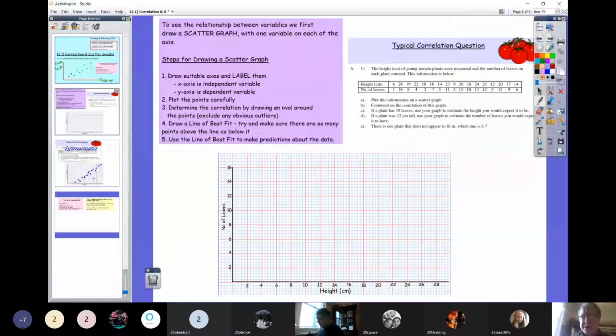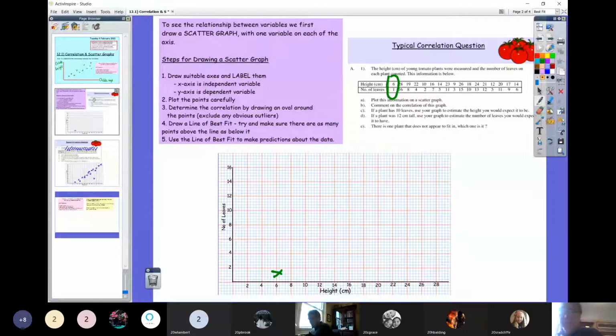Let me just start plotting these. The first tomato plant had a height of 6 and 1 leaf. So I've gone to a height of 6 and I've plotted 1 leaf. It's just come through in a second. A height of 6, so I've gone 6 along the bottom, and then I've tried to go 1 up. Let's change colour for the second tomato plant. Oh, I haven't changed colour.